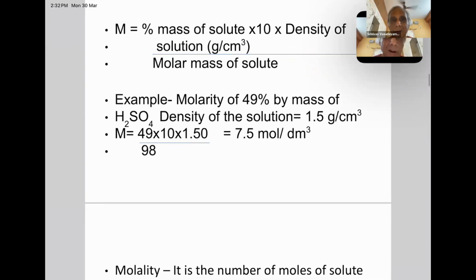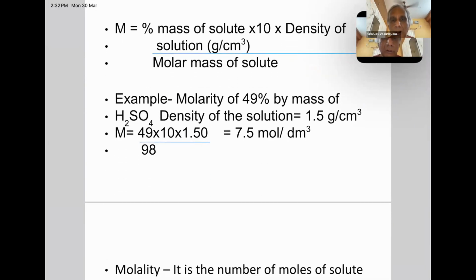If percentage mass is given, molarity is percentage mass of solute divided by molar mass of solute into 10 into density. Example, molarity of 49% by mass of sulfuric acid having a density of 1.5 gram per cm³. So 49 divided by 98 into 10 into 1.5, which is 7.5 mole per dm³.